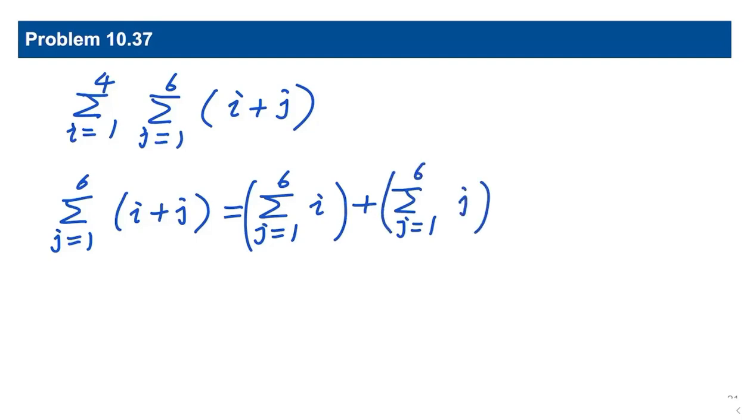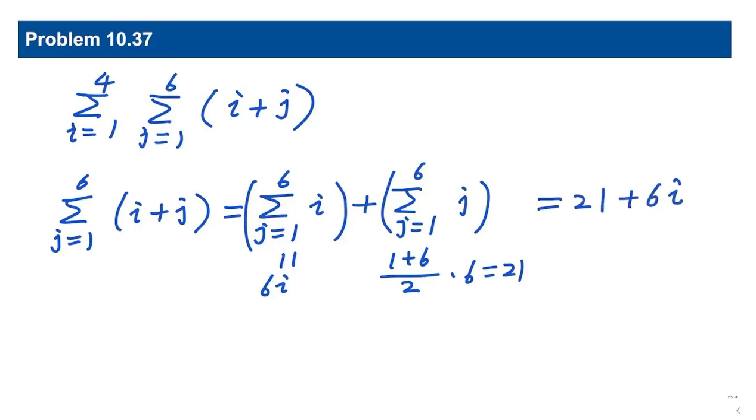The first part, sum over j from 1 to 6 of i: i does not change at all. This is basically 6 times i. The second part is 1 plus 2 plus 3 plus 4 plus 5 plus 6. So (1 plus 6) divided by 2 times 6, which is 21. So the inner sum is basically 21 plus 6i. So this equals the sum over i from 1 to 4 of 21 plus 6i.